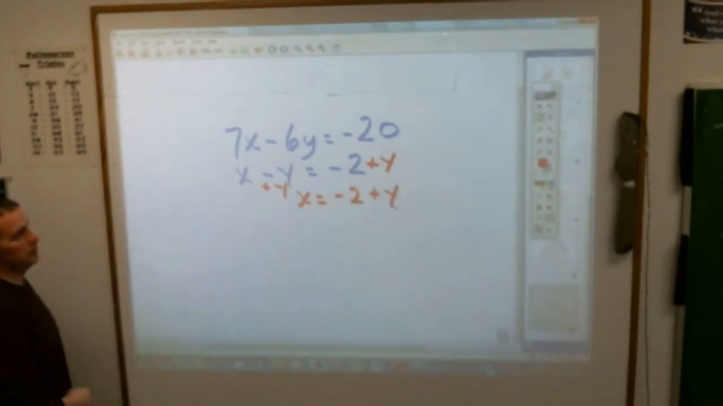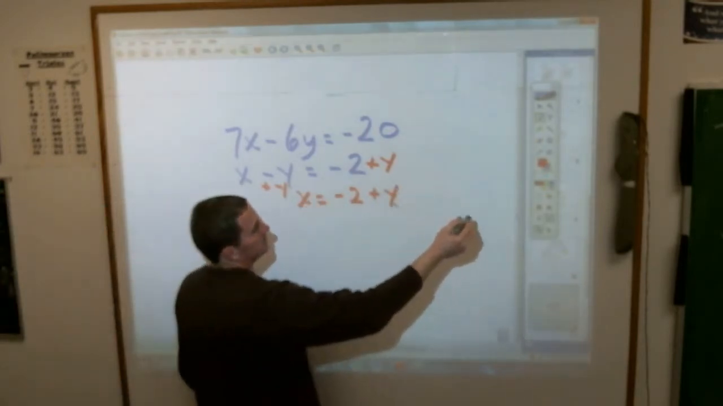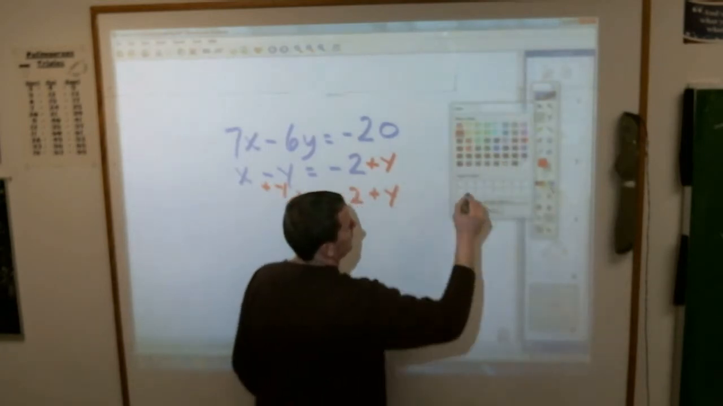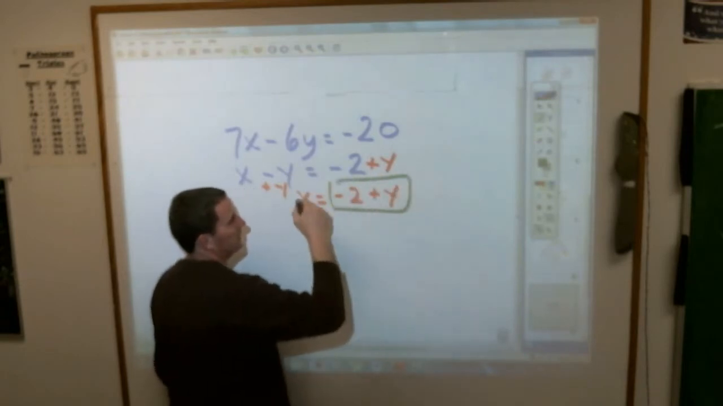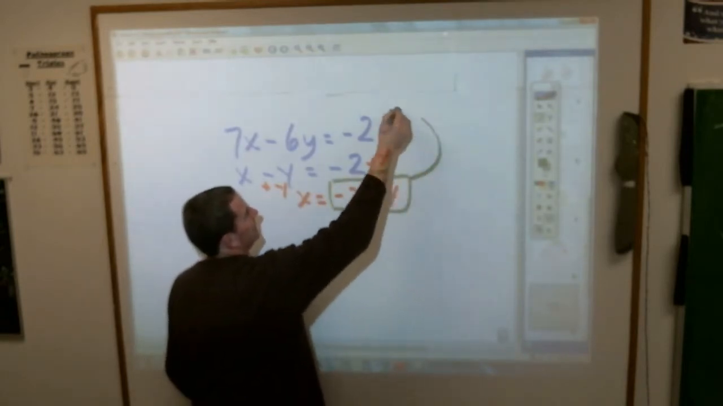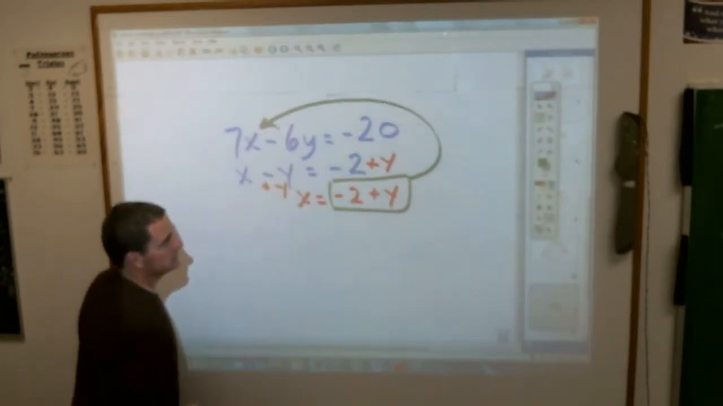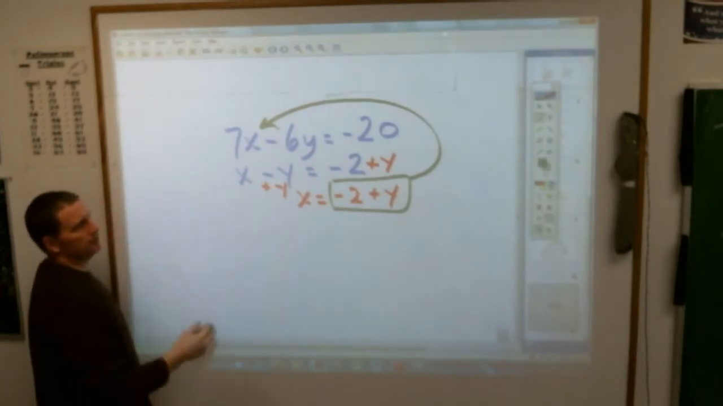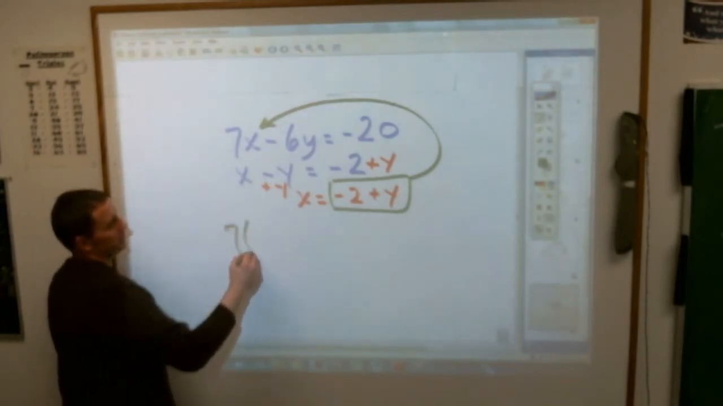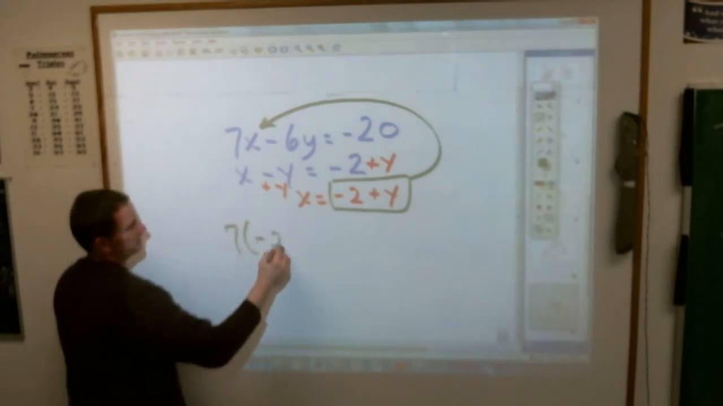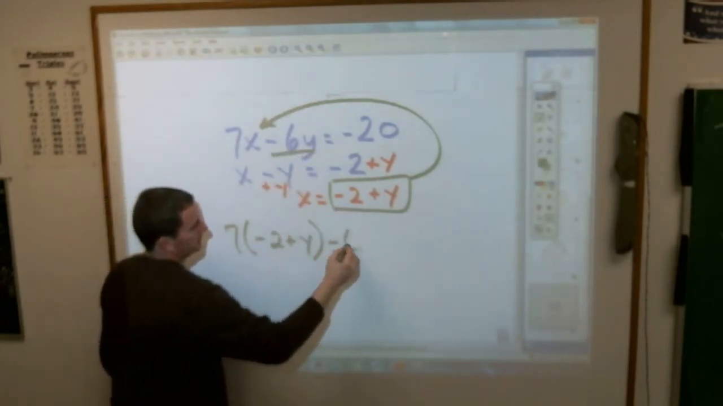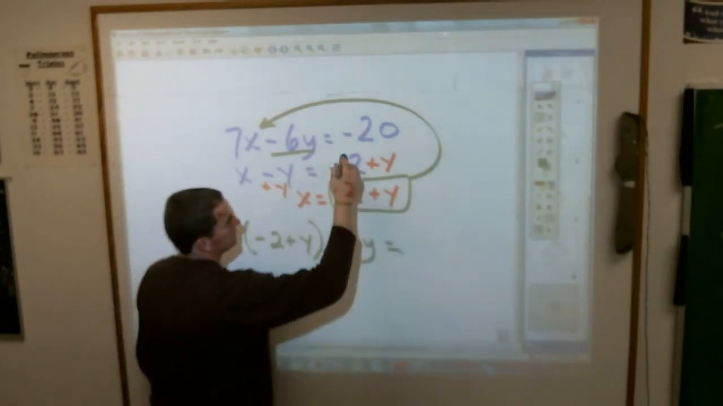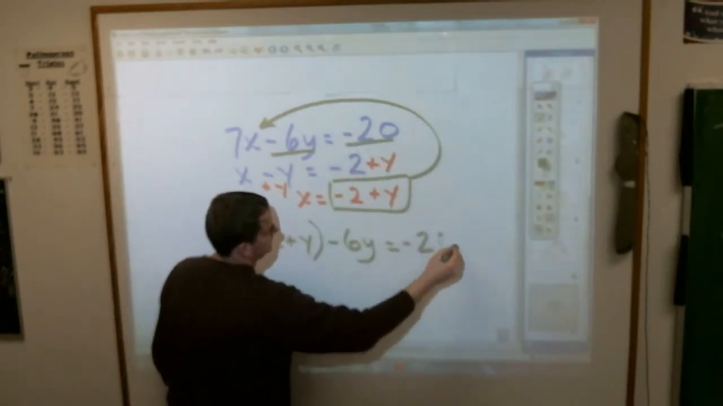Once you have that, you are going to substitute, let's go with the pretty green. You are going to substitute this in for x, right there. Why not for y? Because I didn't solve for y. So 7 times what x is, which is this, minus 6y equals negative 20.